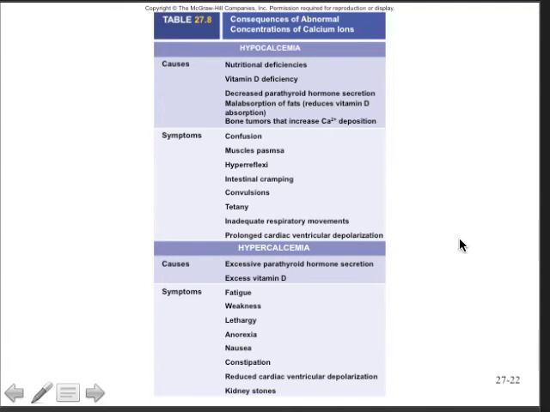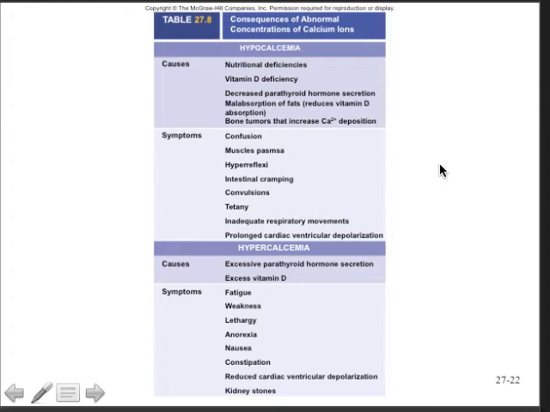And what you're looking at here are just, again, an example of what can happen when we have imbalances of this particular ion. Hypocalcemia can be caused by problems with either ingesting it or absorbing it. It can also result from a deficiency in the production of active vitamin D, and we can also have problems at the endocrine level where we have decreased parathormone secretion, and also we note here malabsorption of fats, which reduce the amount of vitamin D that we can take in, because remember, vitamin D is a fat-soluble vitamin. Remember, A, D, E, and K.